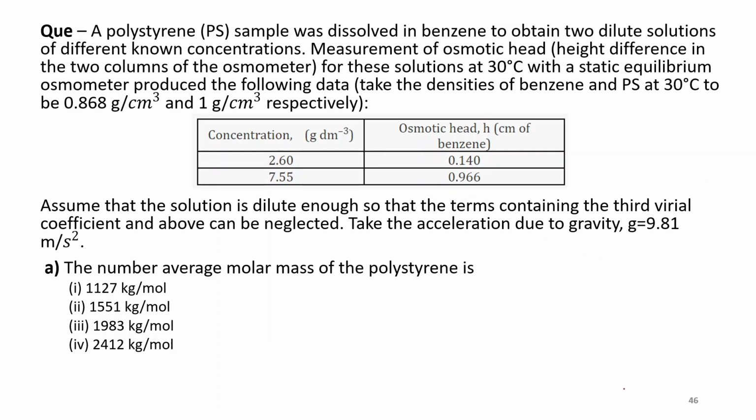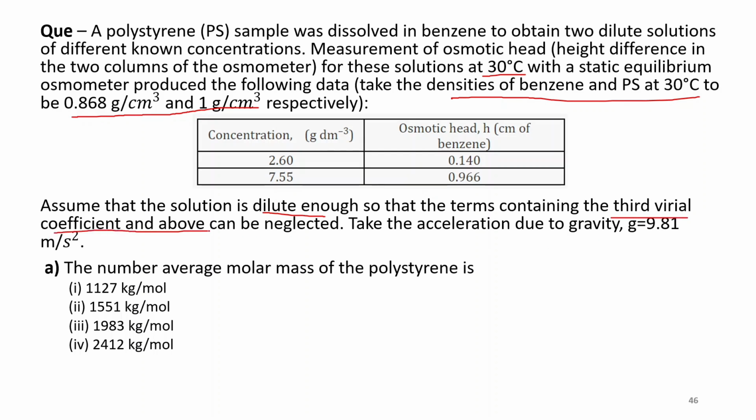So we have polystyrene in benzene, at two different concentrations, generating two osmotic heads with respect to the concentration at 30° Celsius. We know the densities of benzene and PS at 30° Celsius as 0.868 and 1 gram per centimeter cube. We can assume that the solution is dilute, and then we can neglect the terms having third virial coefficient and above.